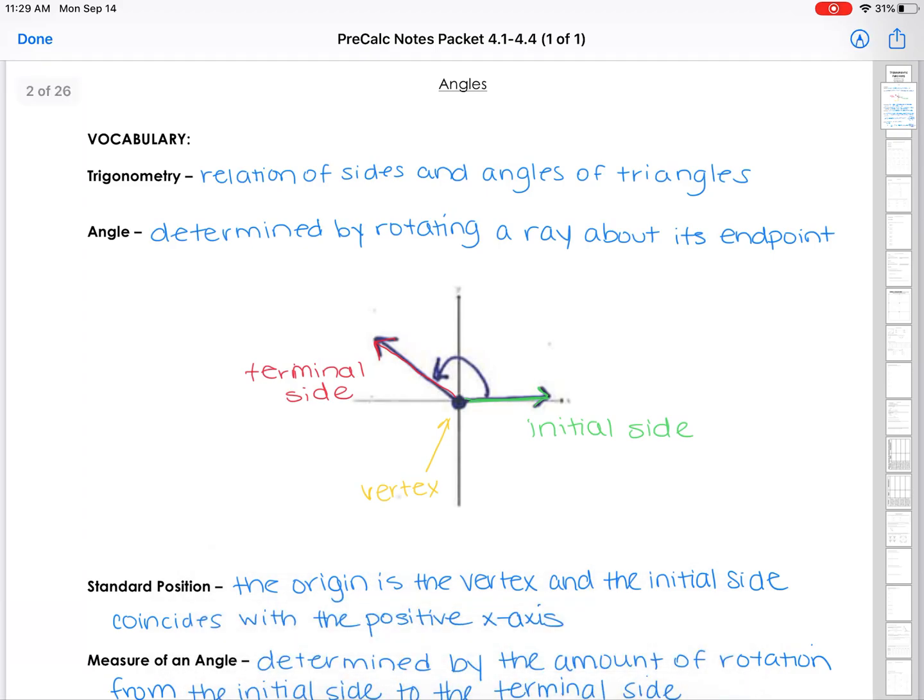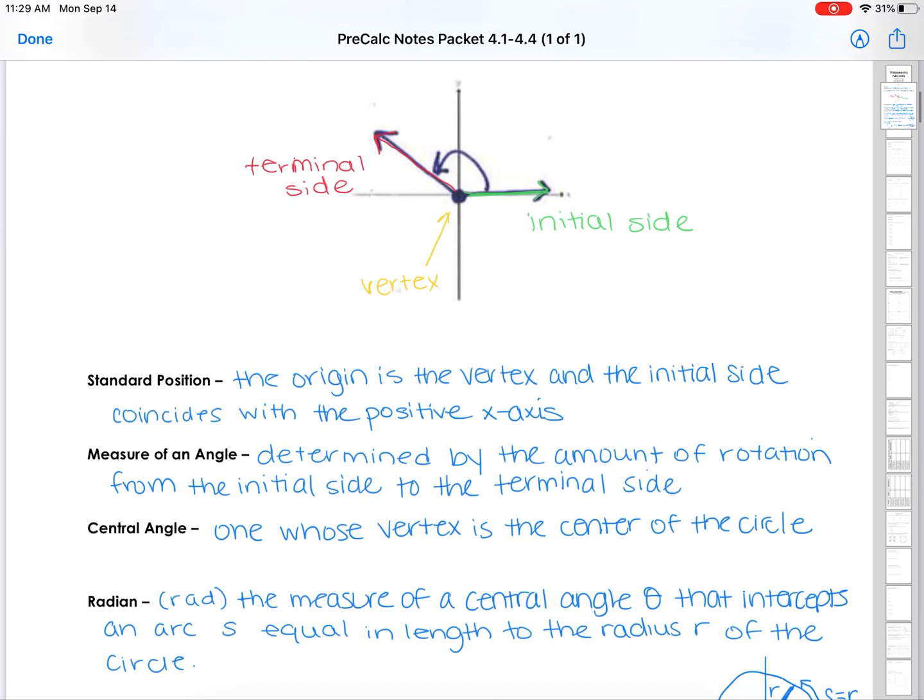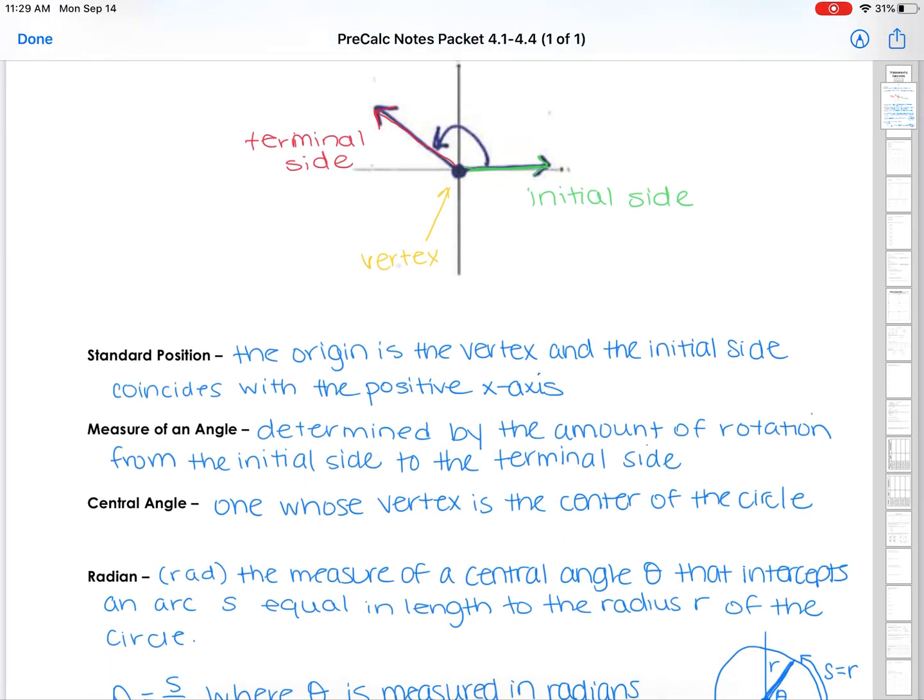When our angle is in standard position, you'll notice that the origin is the vertex and that the initial side coincides or is on the positive x-axis. And then we want to find the measure of an angle. That's determined by how much rotation from the initial side to the terminal side, and that's that arched angle we have going on there. We can think of this as being a central angle. Later we will put these angles on a circle, so these will be central angles where the origin of the graph is the center of the circle.